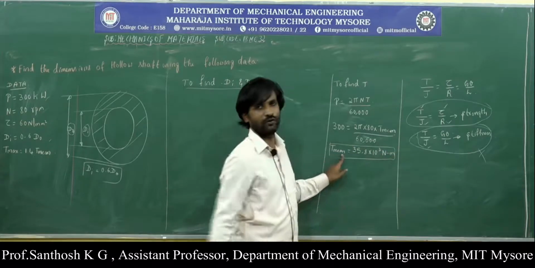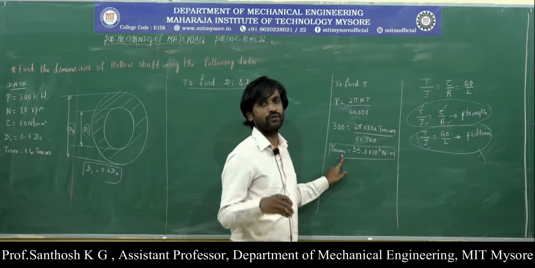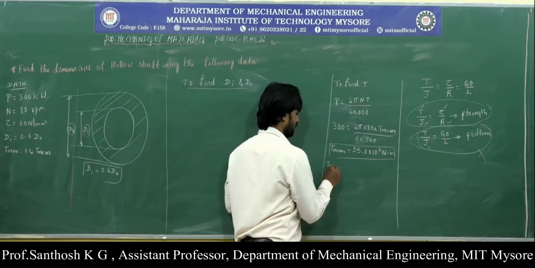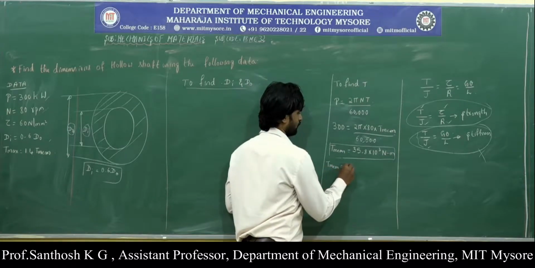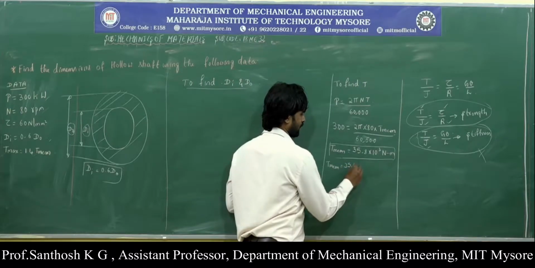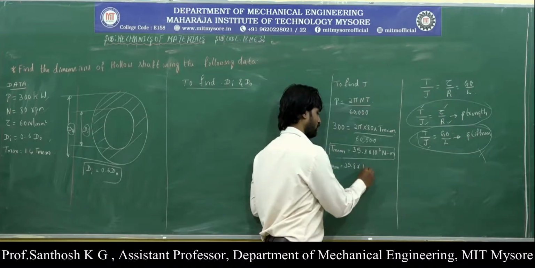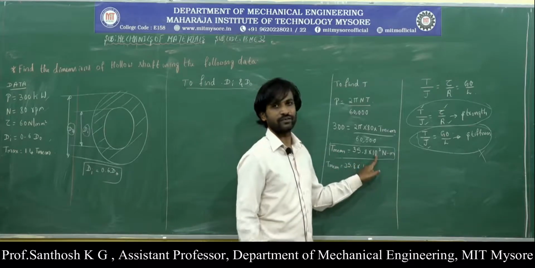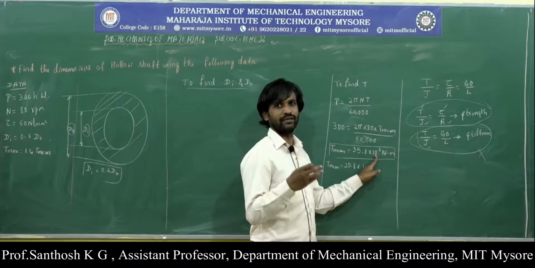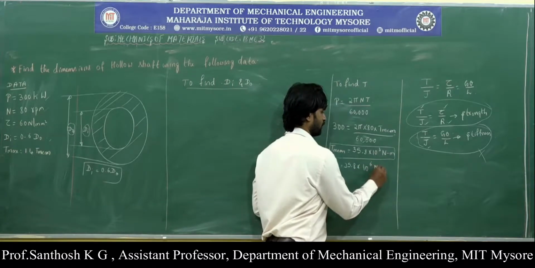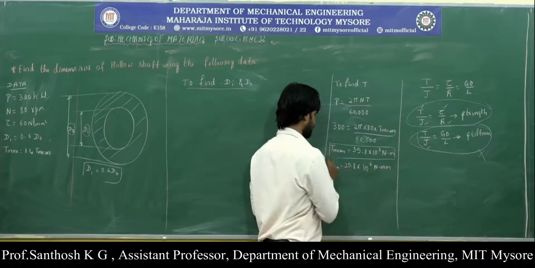But we need the value of T mean in terms of Newton millimeter. So to get the value of T mean in terms of Newton millimeter, I need to multiply T mean by 10 to the power of 3. So since 10 to the power of 3 is already there, 10 to the power of 3 into 10 to the power of 3 becomes 10 to the power of 6 Newton millimeter.